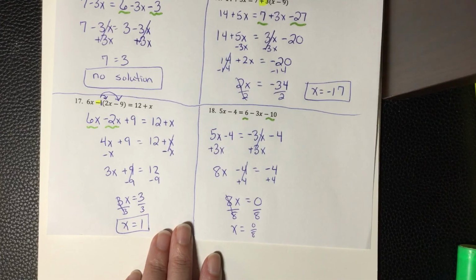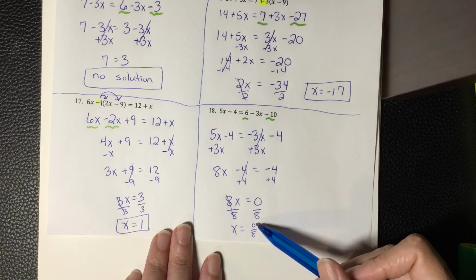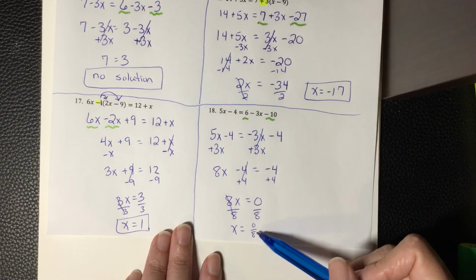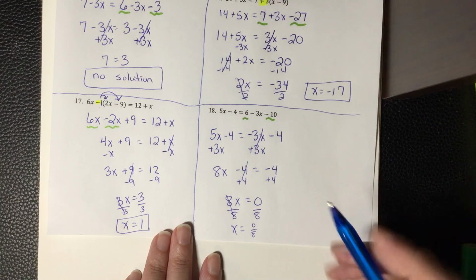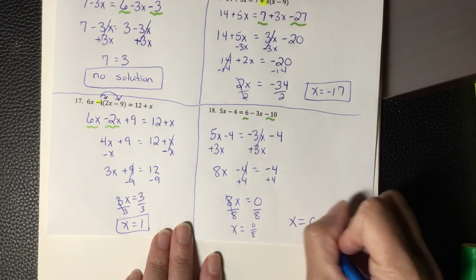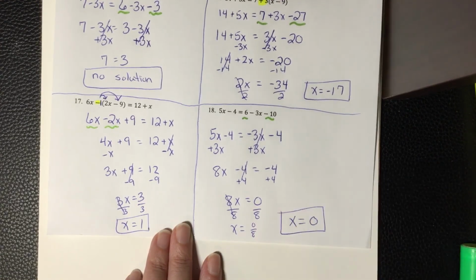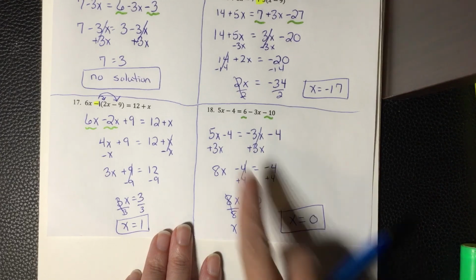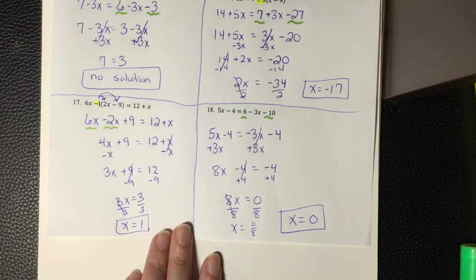Now if you check in a calculator, if you do 8 divided by 0, if you switch that, you'll get an error. You can't divide by 0. But if 0 is on the top, the answer is just 0. All right, and that is a perfectly acceptable answer for an equation. If I checked it and plugged it back in, I would end up getting negative 4 equals negative 4, which would be a true statement.